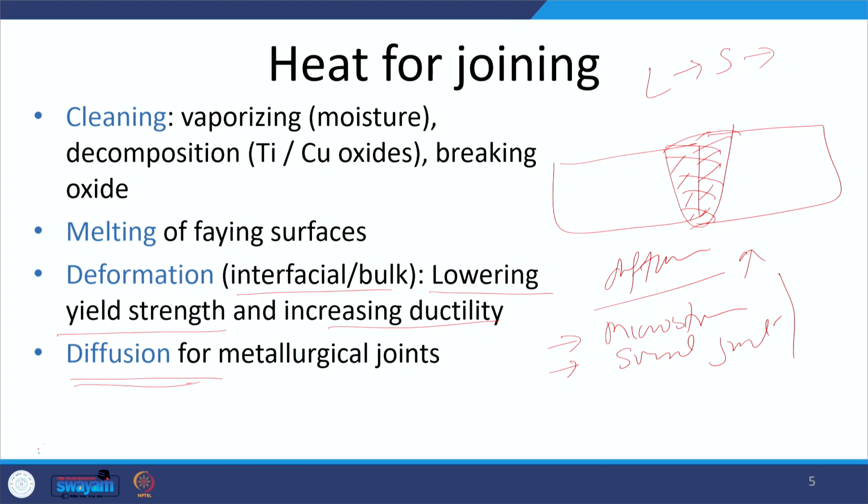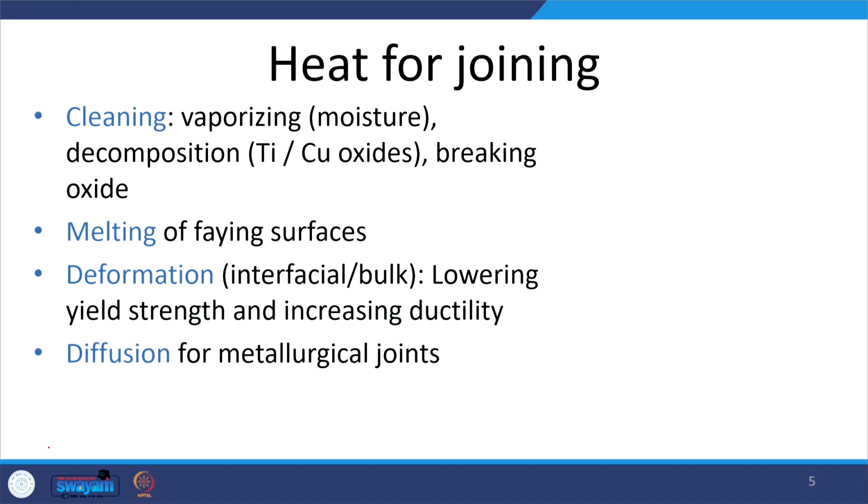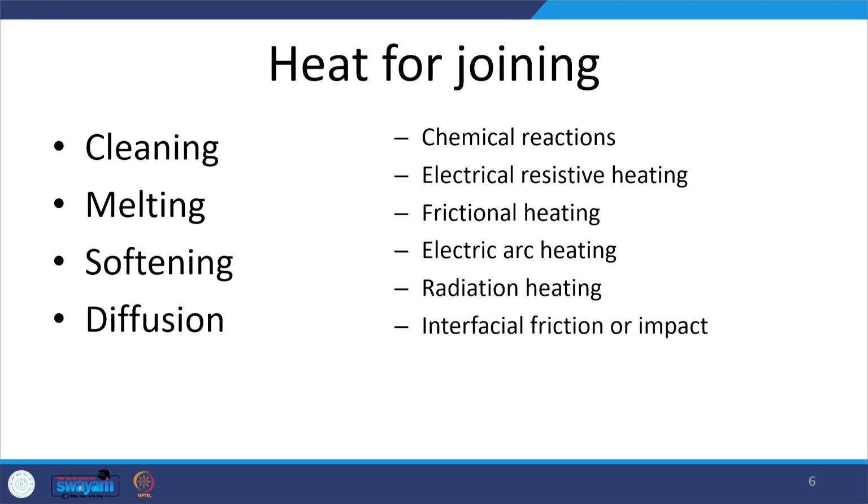and more important in case of solid state joining. Okay, because there we try to develop the joint in solid state without melting. Heat can be developed. As I have said, in condensed manner, heat is used for cleaning, melting, softening and diffusion. This heat can be generated by various approaches like chemical reactions, where an acetylene and oxygen mixture is burned to produce the heat, plus other byproducts. Okay, like heat plus the vapors.